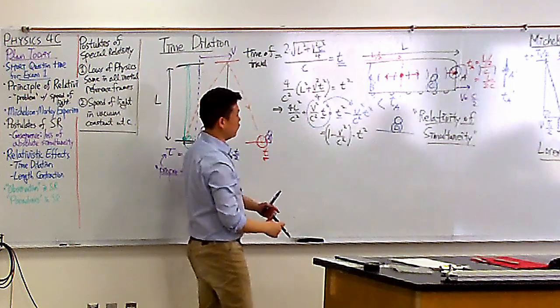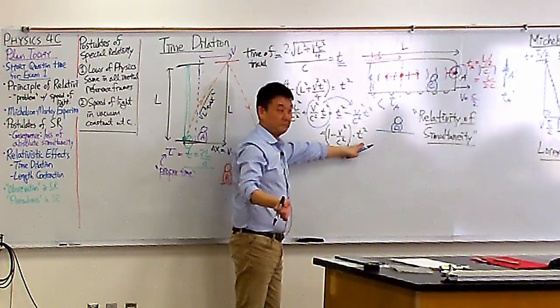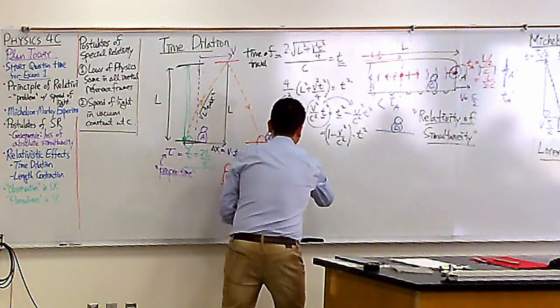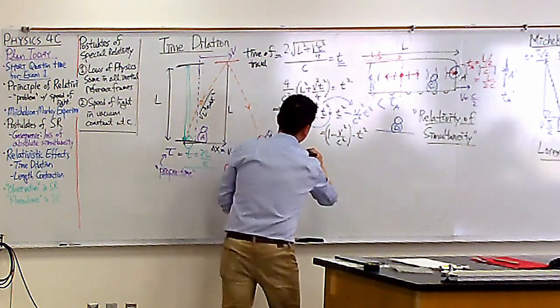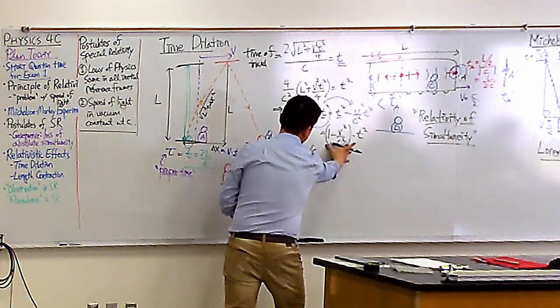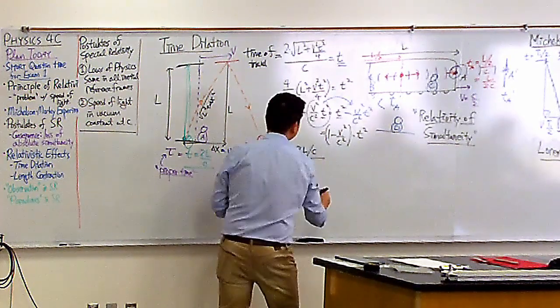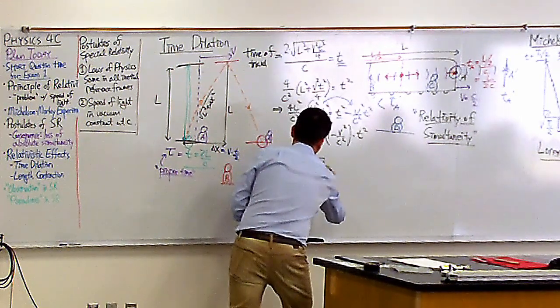All right, I'm going to solve for t in one single step. Everyone okay with that? Okay, let me do that. T is equal to the square root of this. So 2L divided by c, divided by the square root of 1 minus v squared over c squared.